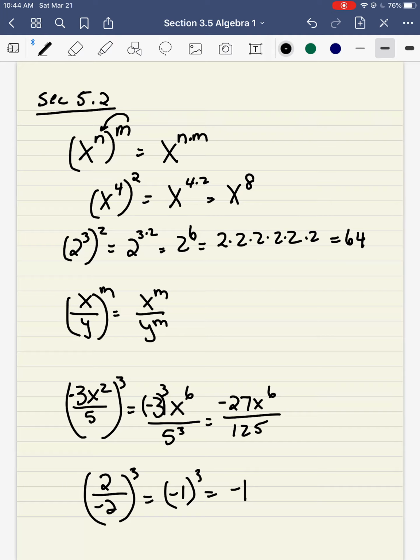If you have a number, 2 to the third raised to the second, that becomes 2 to the 3 times 2, which is 2 to the 6th, and 2 to the 6th is 2 times 2 times 2 times 2 times 2 times 2, which is 64.